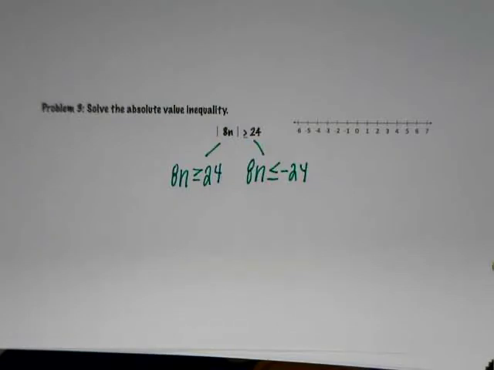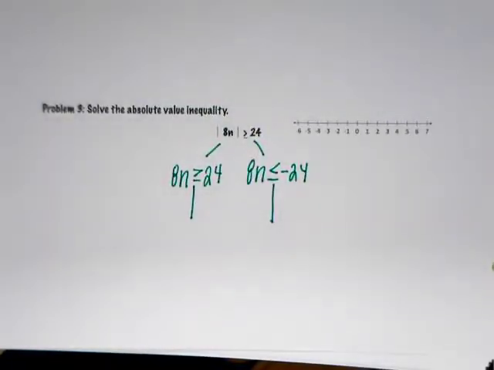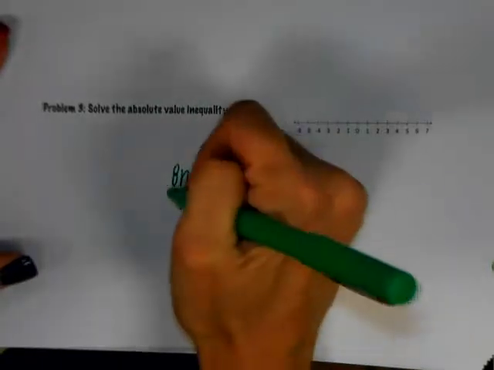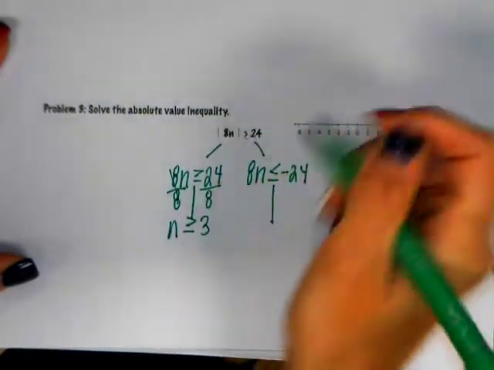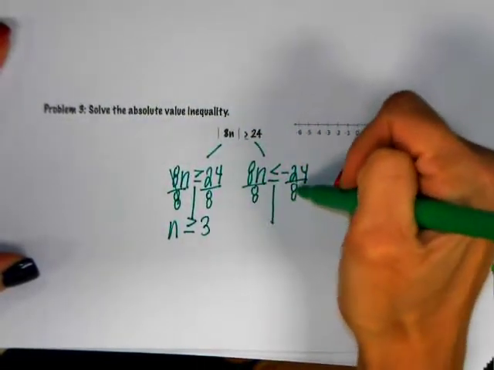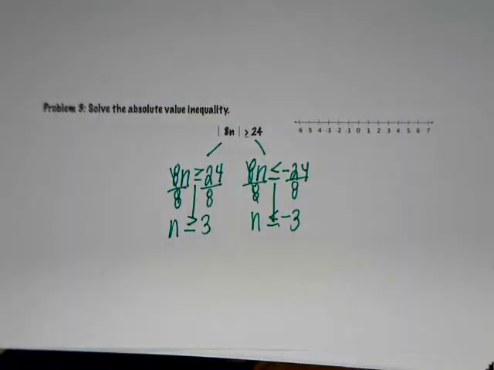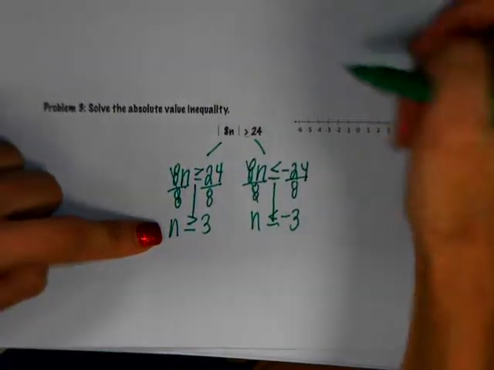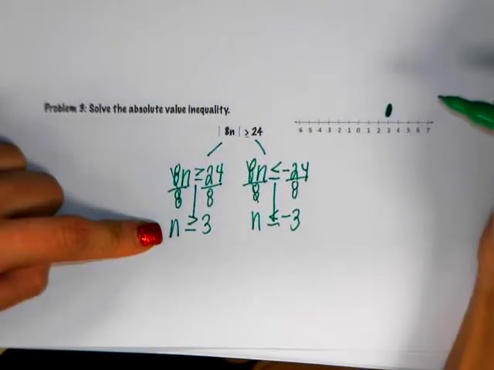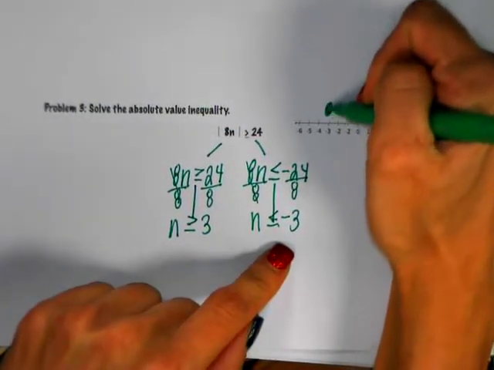And then we'll solve that. So how do I solve both of those? Yeah, divide by 8. So we get n is greater than or equal to 3. And then n is less than or equal to negative 3. And then to see if you have an and or an or, just put it on the graph. Okay? So for positive 3, is it open or closed? Closed. Going what direction? Right. And then negative 3, open or closed? Closed. Going which way? Left.